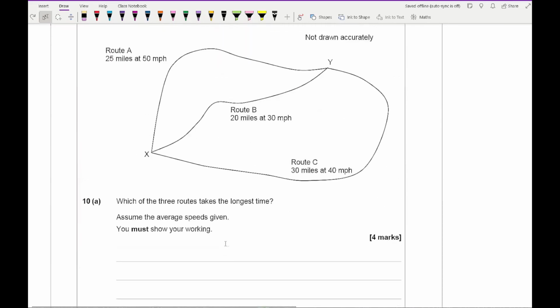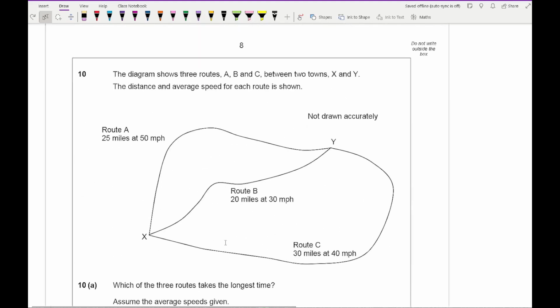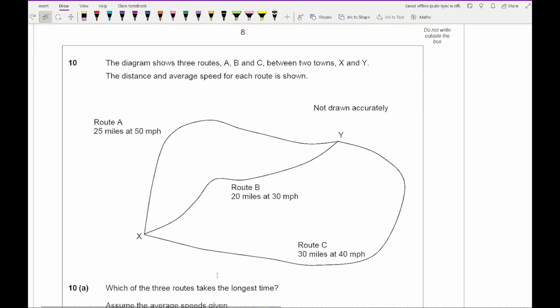So let me just go back to the question. If we just have it all on screen, I'll do the working out on the side. So for this we need to work out the time of each route, using the formula of time equals distance divided by speed. We need to make sure that, looking at the units of speed, we're using miles per hour, so we want our distance in miles and our time in hours.